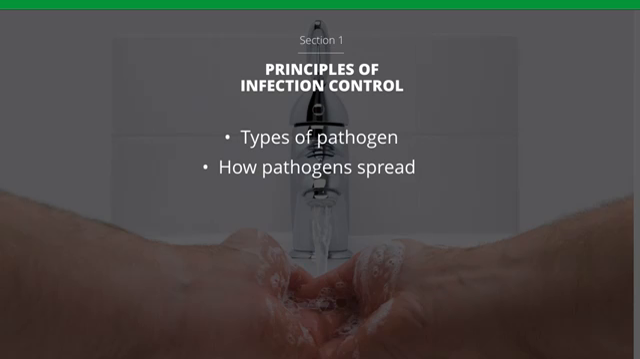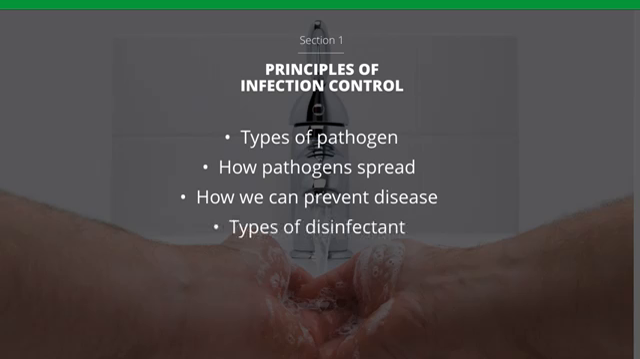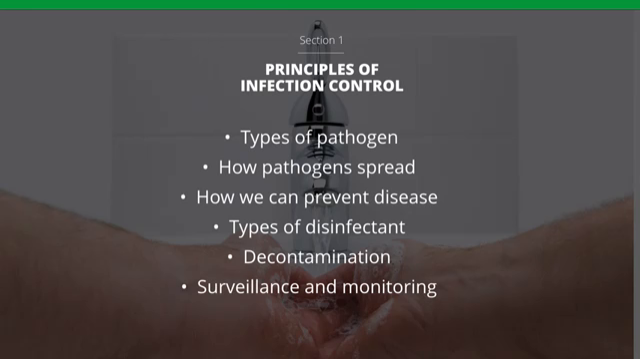Following that, we'll look at the diseases that pathogens cause and the routes of transmission, followed by how to prevent pathogens from causing disease. We'll then focus on the different types of cleaning and disinfection, or decontamination. Finally, we'll finish this section with the procedures and routines you can implement in your practice for surveillance, monitoring, and control. You'll then have 8 multi-choice questions on the topics raised, so that you can test your understanding and retention of the information we've presented before moving on to the next section.